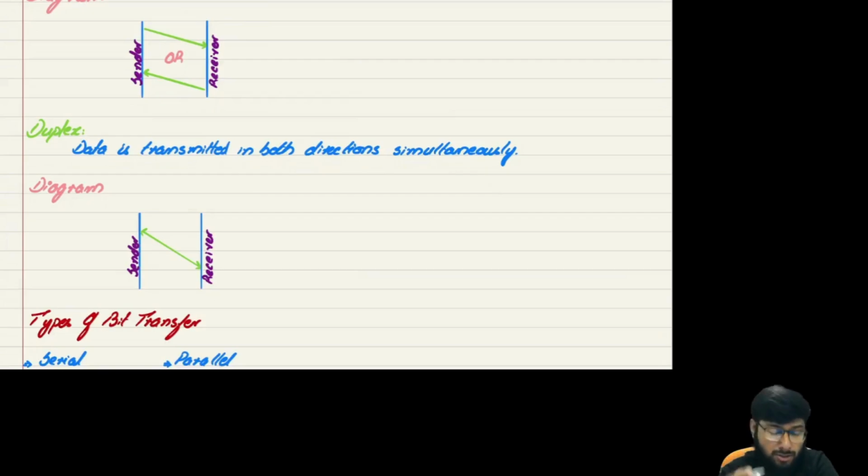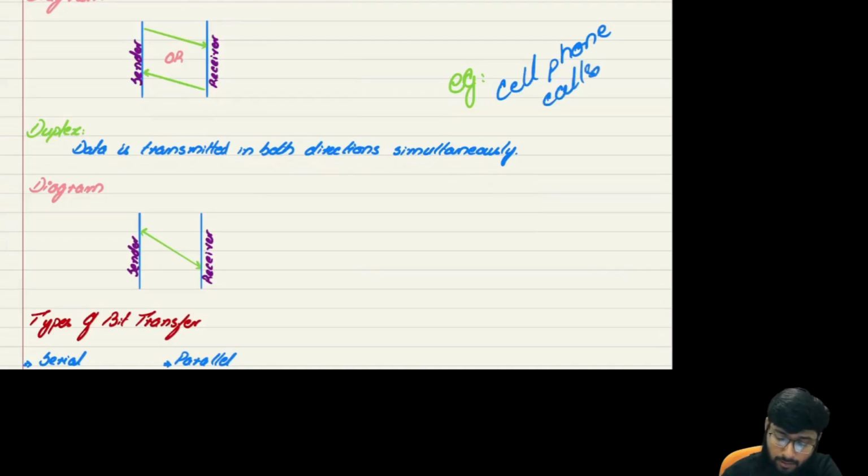cell phone calls. Also chats on any social media handles, messaging, chatbots, any such thing. Chatbots, because you are saying something and it can answer in the meantime as well. This is known as full duplex transmission, or duplex transmission.